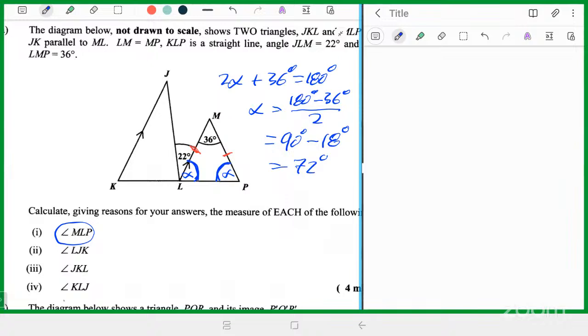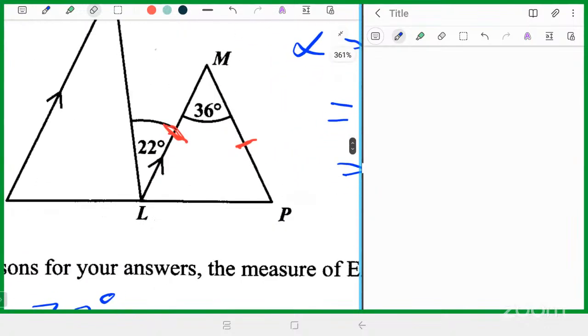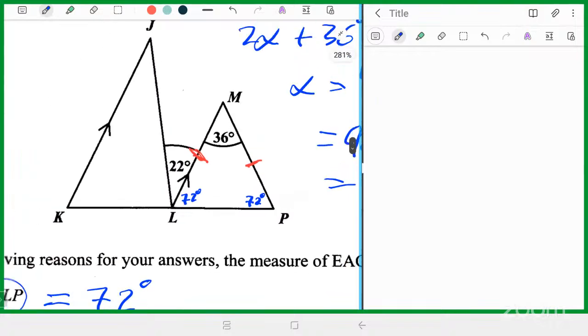So each of those angles is 72. So this angle is 72 degrees. Good. Isosceles triangle. Let me put on the angles in there. As I find them, you put them on. So this inside is 72 degrees. This one is 72 as well. All right, so we have those two angles.